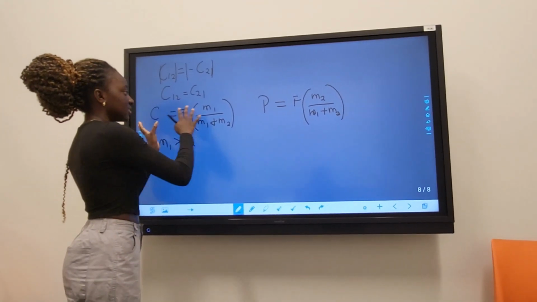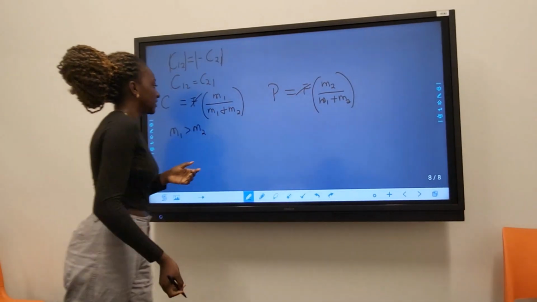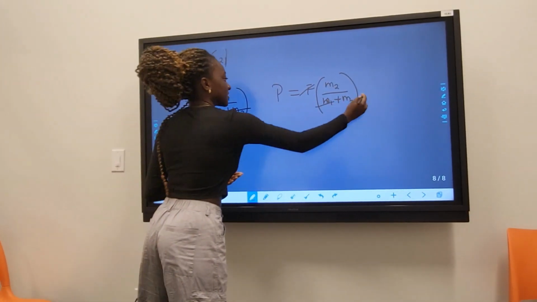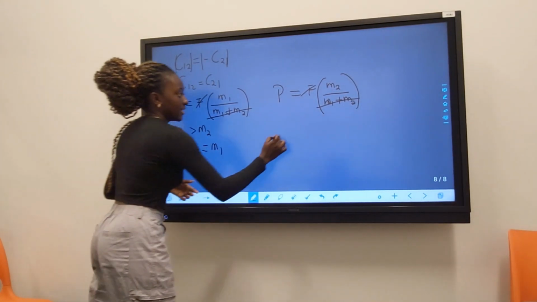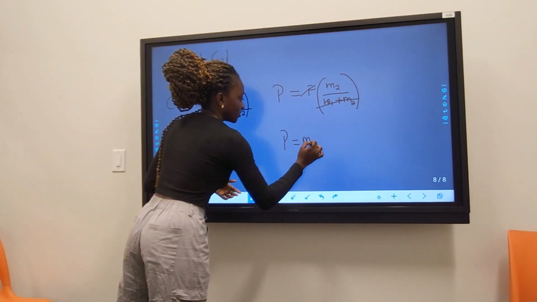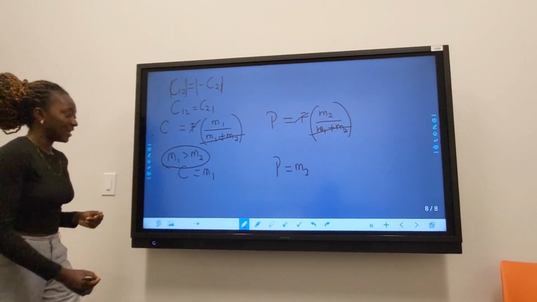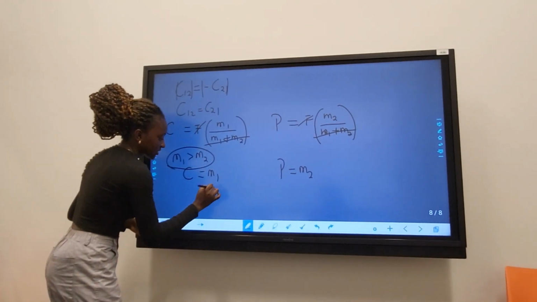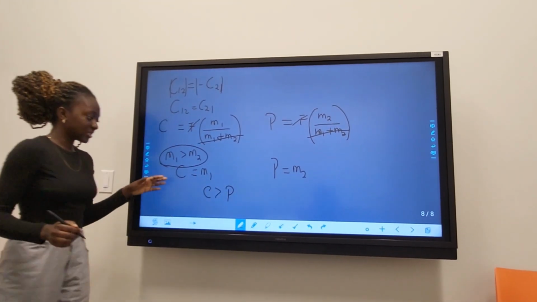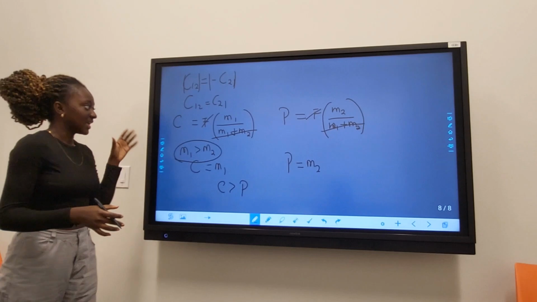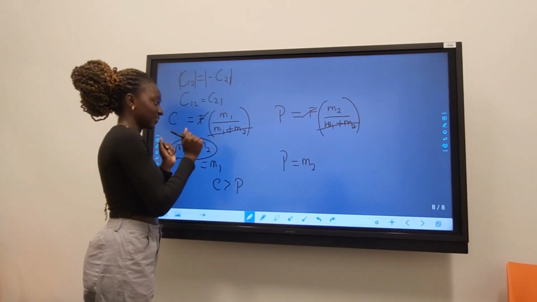Looking at these two formulas, we can see F and F, so those cancel out each other. The denominators are the same, so that cancels out too. So you can see that C is proportional to M1 and P is proportional to M2. And it's clearly stated here that M1 is greater than M2. Hence, C is greater than P, meaning that the contact force for the second scenario is greater than the contact force for the first scenario. Thank you.